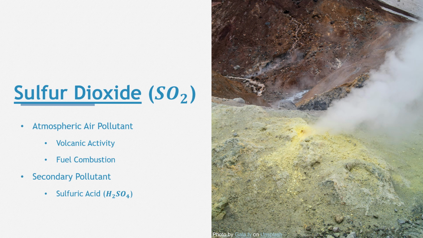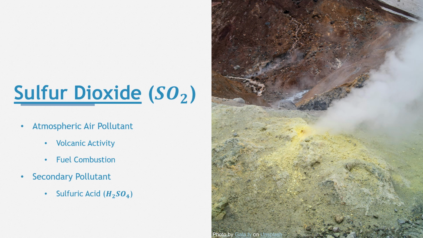Let's dive into an example of an atmospheric air pollutant, sulfur dioxide, or SO2. How is it getting into the atmosphere? A natural process that can result in a release of sulfur dioxide into the atmosphere is volcanic eruptions. However, most sulfur in the atmosphere is a result of human activity, specifically combustion of fuels containing sulfur, like coal.